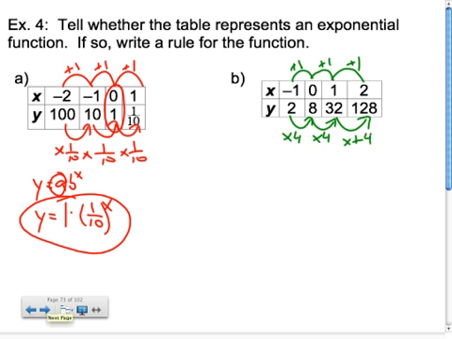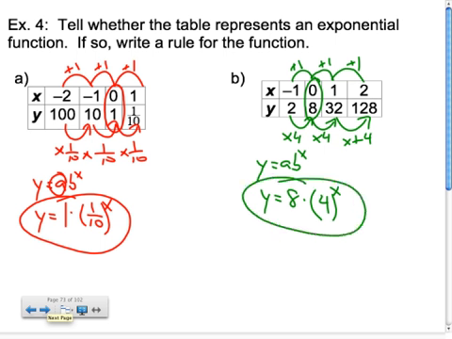All right, so then I go back and I say, all right, well, y equals a times b to the x. And so y equals, remember, a is the value of y when x is 0, so a is 8 here, times your b value, which is your common multiplier. My common multiplier here is 4 to the x power. And so the equation of that function would be y equals 8 times 4 to the x.